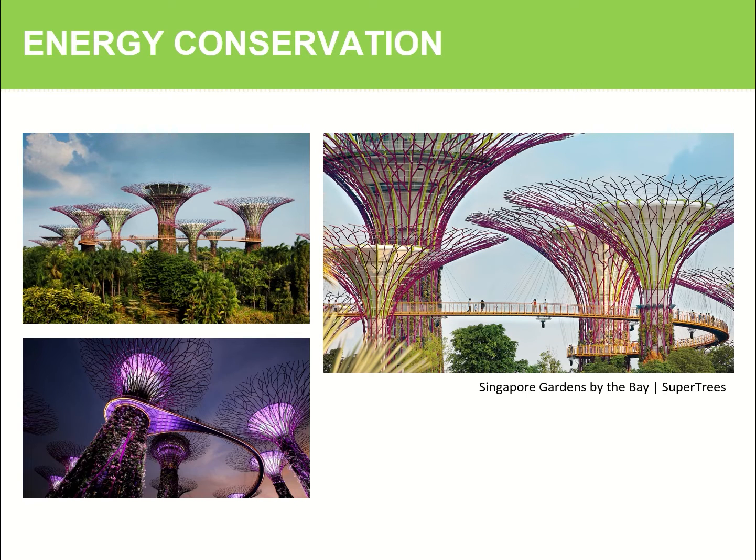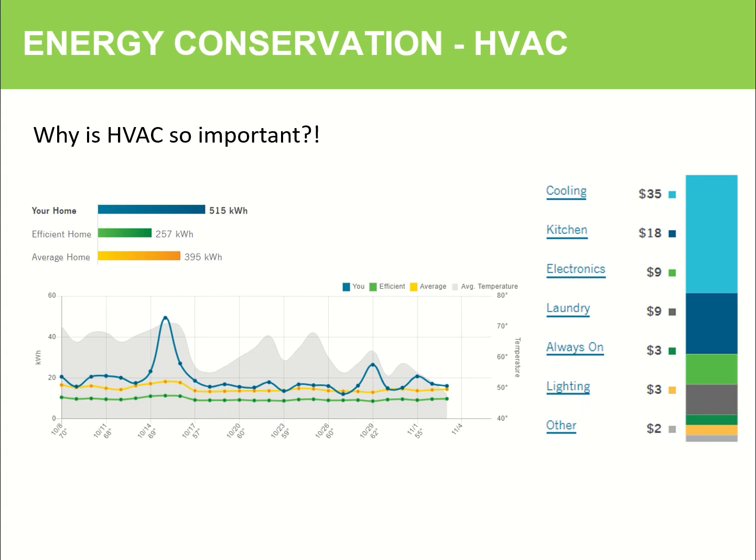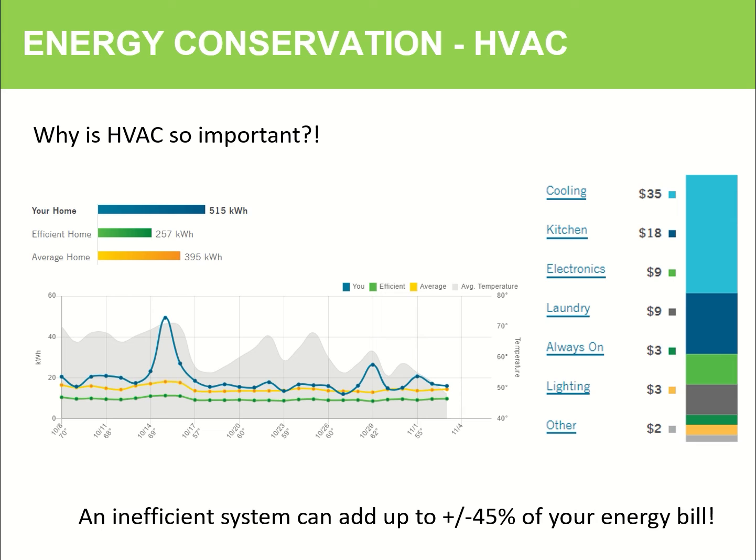Which takes us to our next piece in energy conservation, HVAC. HVAC is your heating, ventilation, and air conditioning. This means how warm or cool you keep your building or your house, and what the airflow is like. This combination of items is the largest consumer of energy within a building, and as you can see here, an inefficient system can add up to 45% of your bill. So how do we get around this?